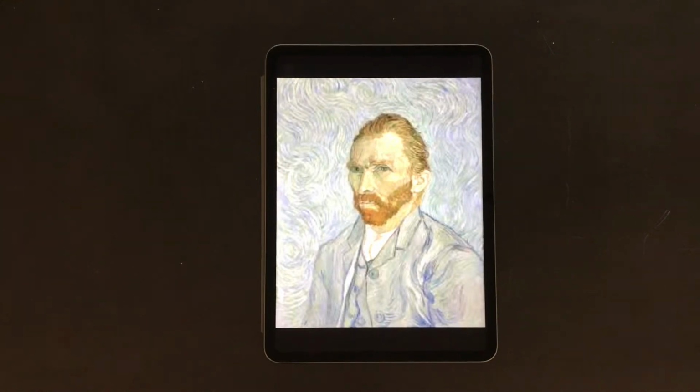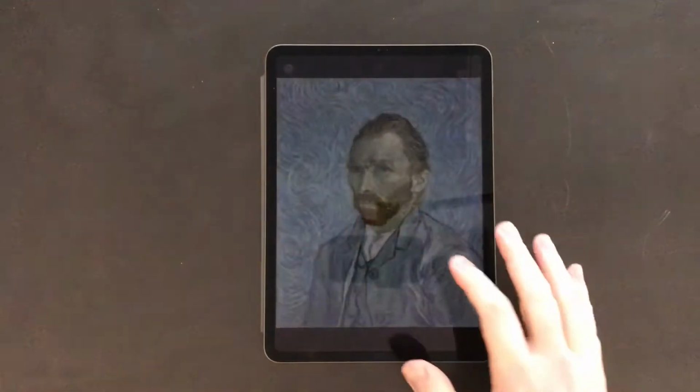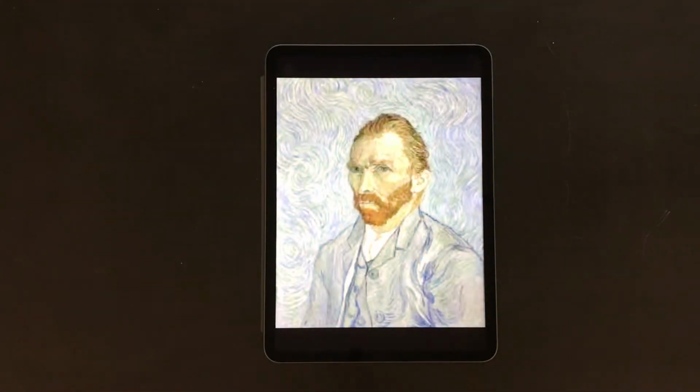Today, we're going to be working on a self-portrait. Now, before we get started with our self-portraits, I think it's a good idea to look at some examples of self-portraits from some living and non-living artists to get some inspiration.